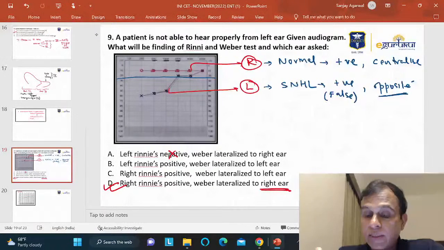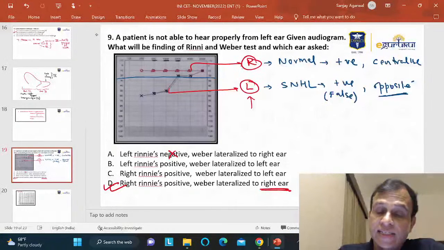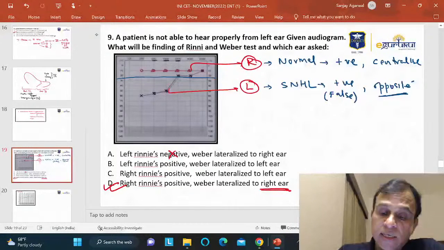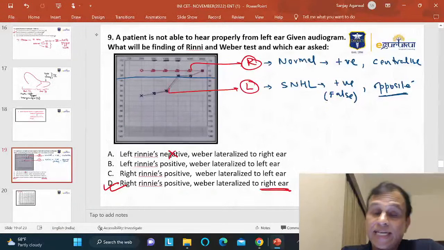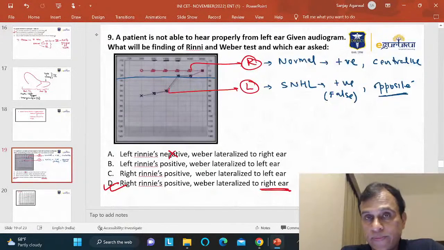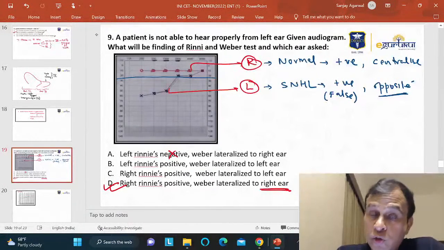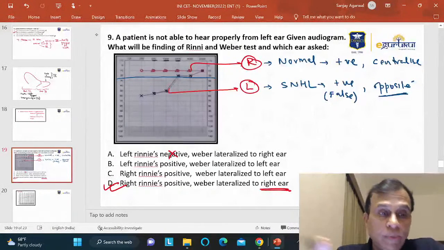So both are accepted. But here, more importantly, the Weber's will tell you the correct answer, because Weber's will go to the opposite of the left side. Opposite of the left side is the right side. So Weber's has to go to the right side. So D is your correct answer. Rinne's is positive on the right side. Weber's will lateralize to the right side. And if there is a choice saying Rinne's is positive in the left ear and Weber's lateralizes to the right side, that is also a correct answer. But that is not given in the choices. If it was given, that is also a correct answer. So both are correct answers. So one of the two will be given in your question paper. Right?